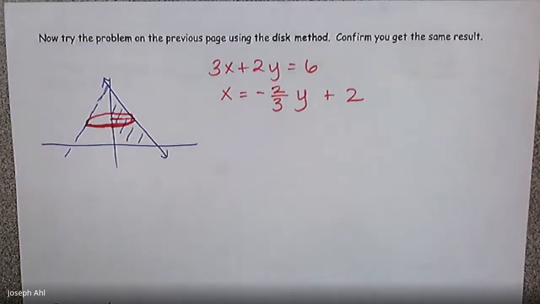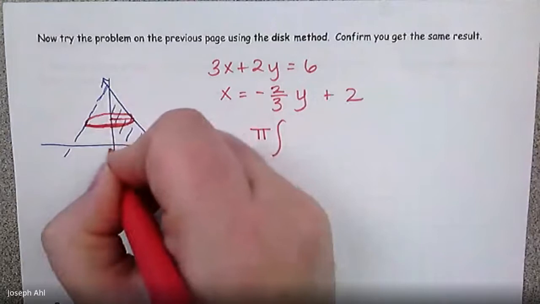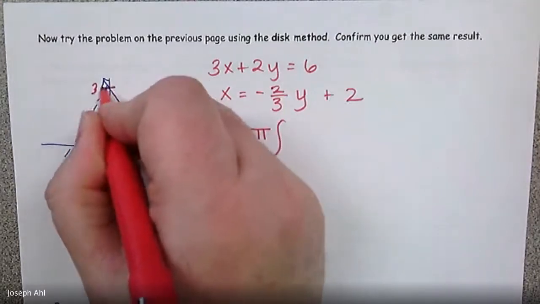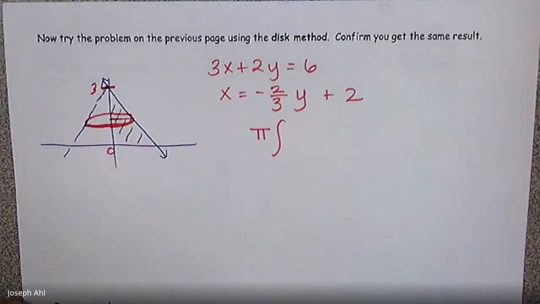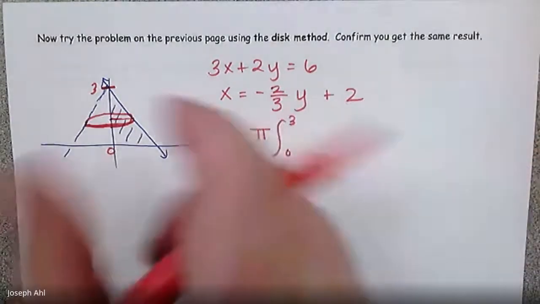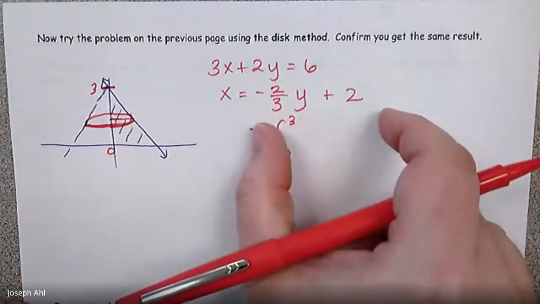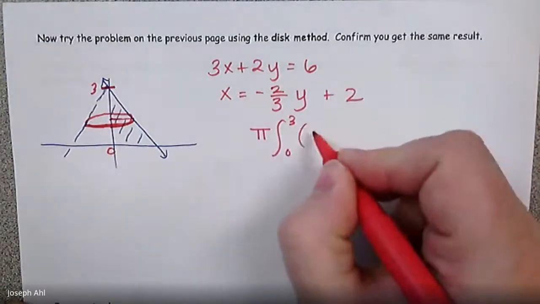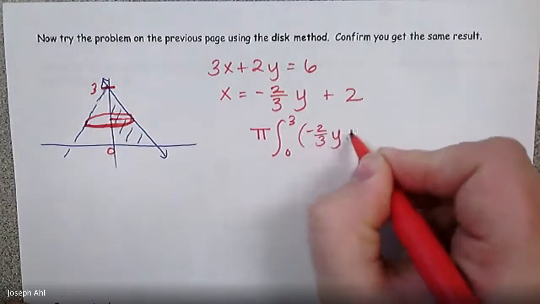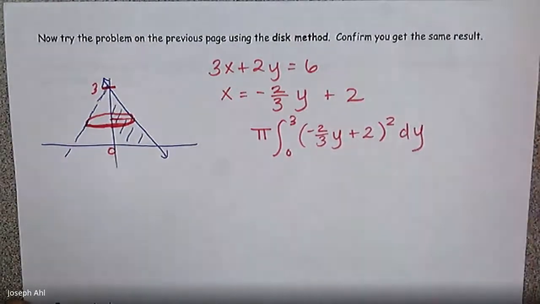So just keep in mind, we also have to change the bounds of integration when we integrate with respect to y. So it's going to be from 0 to 3, where that y-intercept is. So we're integrating from 0 to 3 of, at any given moment, the radius is negative 2/3 y plus 2. So we're going to take that radius and square it times dy for the thickness there.